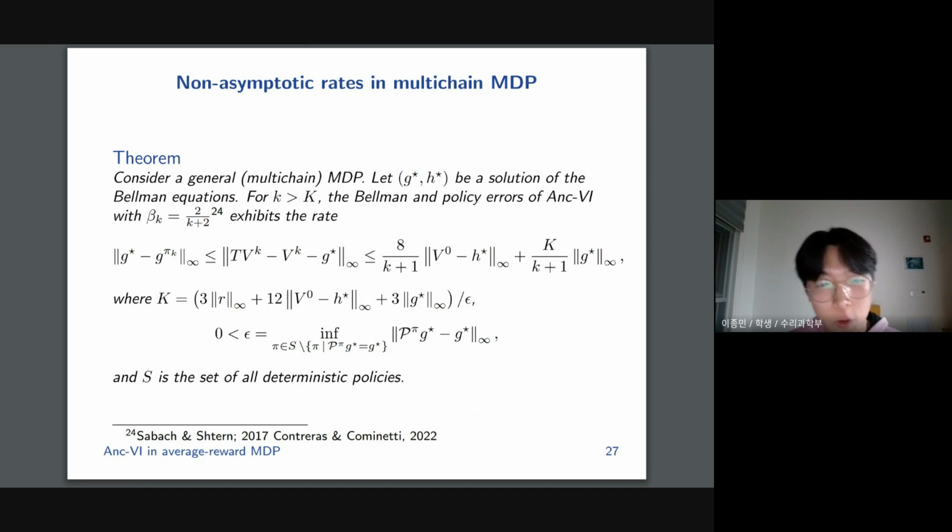So there is one requirement on the number of iterations. This capital K is defined as follows in the bottom of the theorem, and the capital K depends on the epsilon. And epsilon is defined by the infimum of the norm of P pi g star minus g star over some specific class of policy. Roughly speaking, this epsilon quantifies the deviation of the suboptimal policy in terms of the first Bellman equation. I remind you that the first Bellman equation in multi-chain MDP was P pi g star equal to g star.